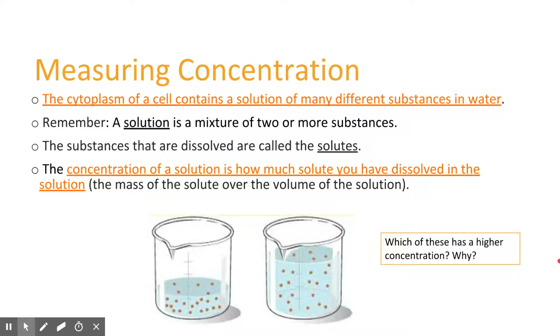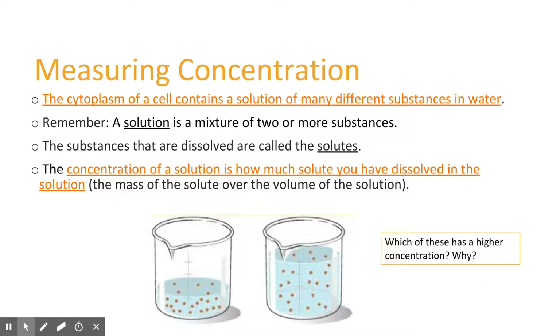So before we can really talk about how this happens, we need to talk really briefly about how to measure concentration. So the cytoplasm of a cell contains a solution of many different substances in water. Just as a reminder, in case you don't remember what a solution is from a previous class, a solution is a mixture of two or more substances, and the thing that's dissolved is going to be called the solute. So if we're thinking about salt dissolved in water, the salt would be the solute, and together the salt and the water would make up the solution. The concentration of a solution is how much solute you have dissolved in the solution.